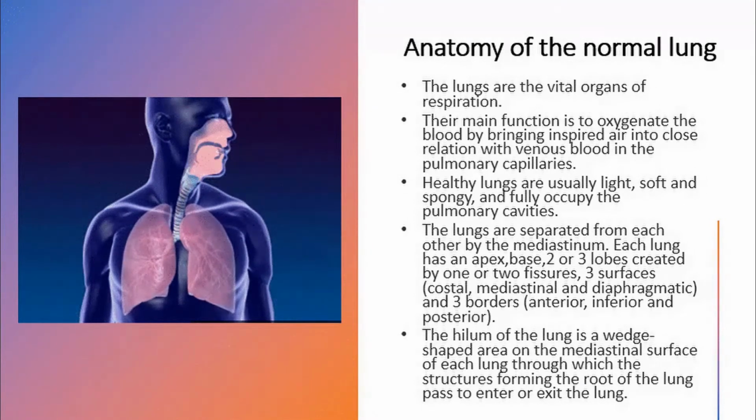The lungs are separated from each other by the mediastinum. Each lung has an apex, base, 2 or 3 lobes created by 1 or 2 fissures, 3 surfaces, costal, mediastinal and diaphragmatic, and 3 borders, anterior, inferior and posterior. The hilum of the lung is a wedge-shaped area on the mediastinal surface of each lung, through which the structures forming the root of the lung pass to enter or exit the lung.